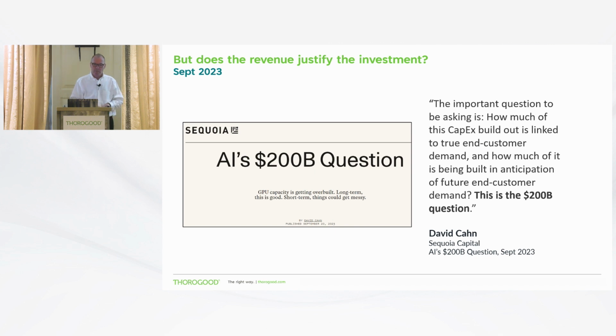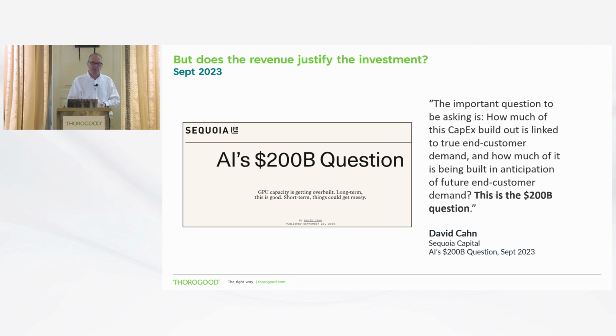Meanwhile, back in September 2023, a guy called David Kahn, who works for Sequoia Capital, and Sequoia Capital, some of you might know, a very now long-established venture capital provider in Silicon Valley, really at the heart of Silicon Valley, behind some of the big technology stories of the last 20 years or so.